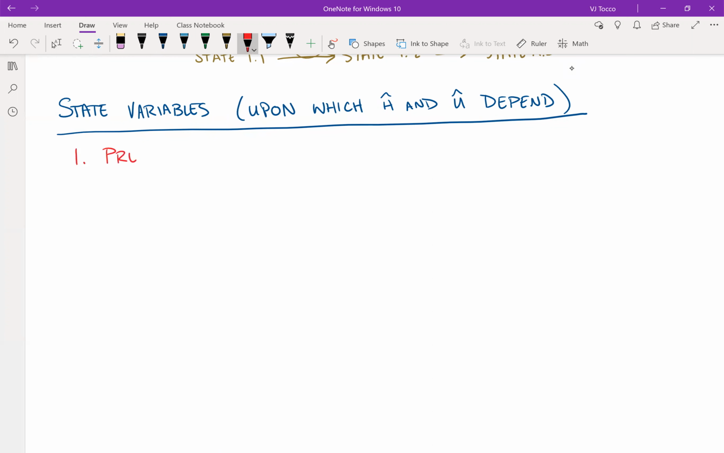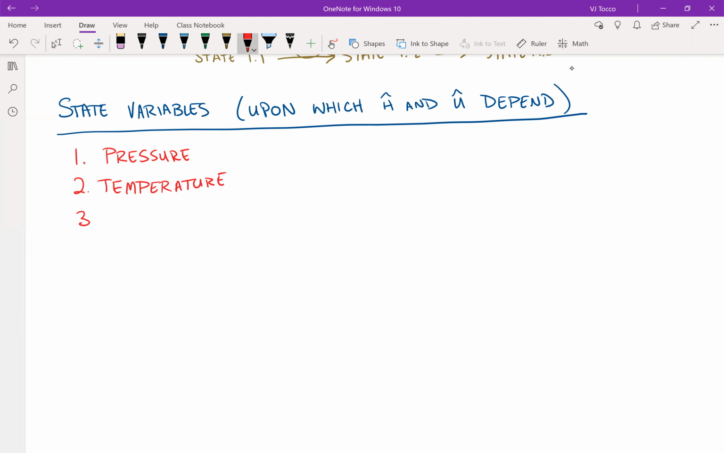We know that enthalpy and internal energy are going to depend upon pressure. We also know that they're going to depend upon temperature. Once again, I know that just from looking at the steam table and noticing that as pressure changes or as temperature changes, my H hat and U hat are in general changing.